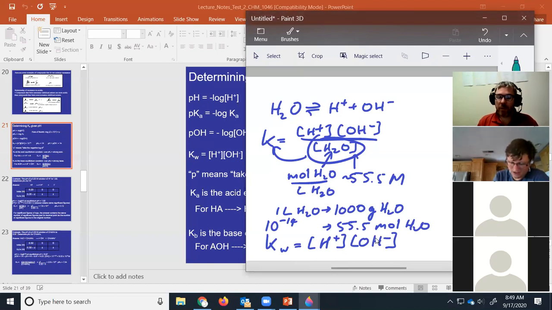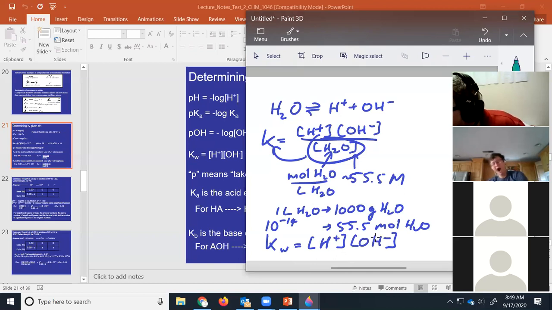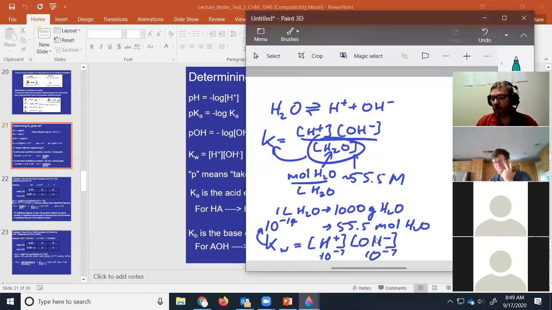So in a regular solution of water, if we know what Kw is, then we know what H plus and OH minus are. If Kw is 10 to the negative 14, then H plus would have to be 10 to the negative 7, and OH minus would have to be 10 to the negative 7. And the pH then would be 7. The pOH would be 7.